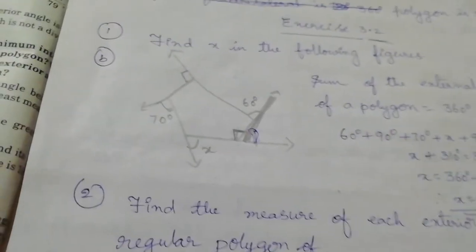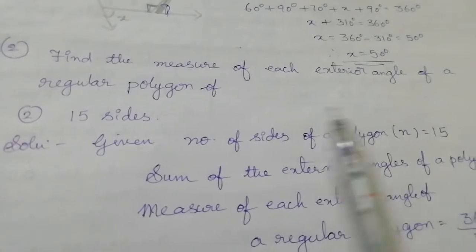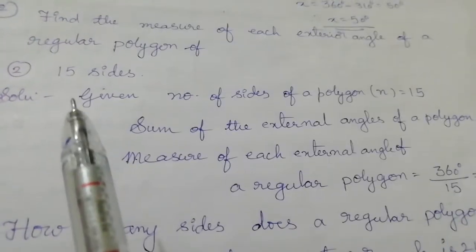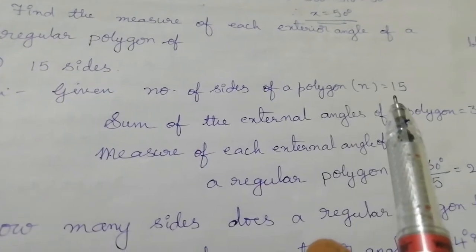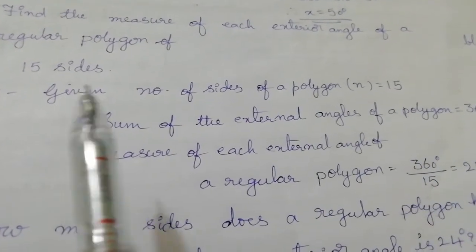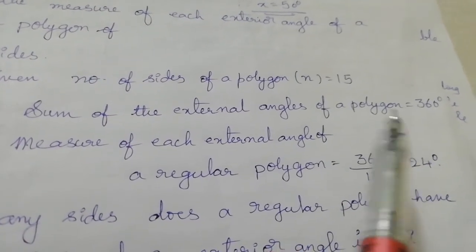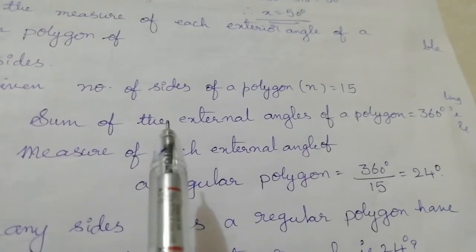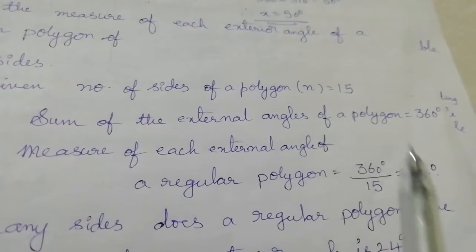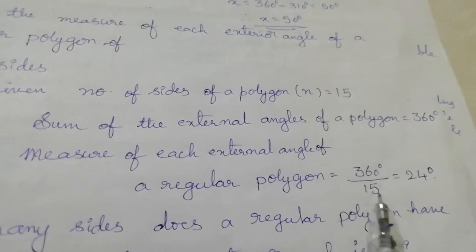Now we will come to second question. Second question is find the measure of each exterior angle of a regular polygon of 15 sides. We are given number of sides of a regular polygon n is equal to 15. Number of sides is represented by n. Already we have sum of the exterior angles of a polygon is 360 degrees. So measure of each exterior angle of a regular polygon is sum of the exterior angles divided by number of sides, that is 360 divided by 15.